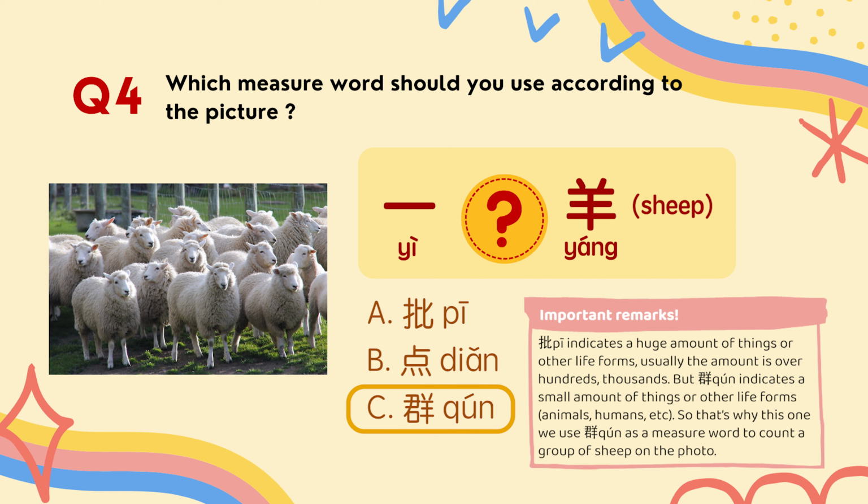一群羊。羊 means sheep. Important remarks. 笔 indicates a huge amount of things or other life forms. Usually the amount is over hundreds, or thousands, or even more. But 群, this measure word, indicates a small amount of things or other life forms like animals, humans, and etc. So that's why this one, we use 群 as a measure word to count the group of sheep on the photo.